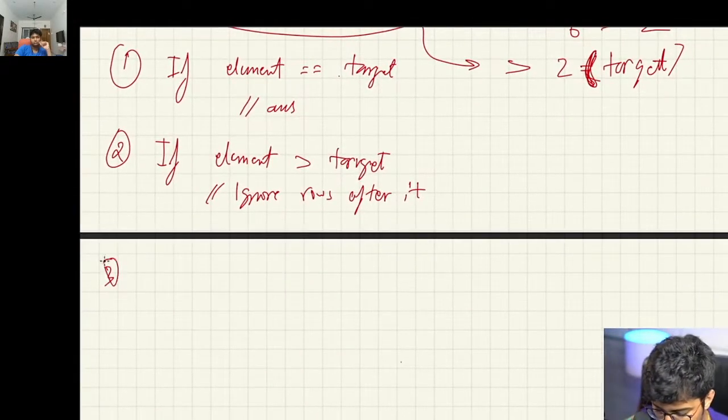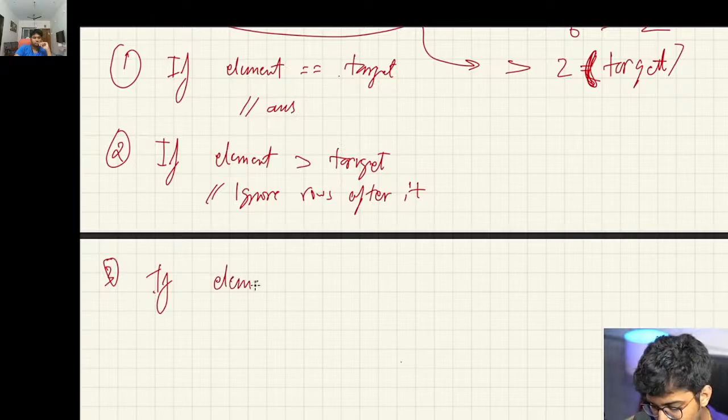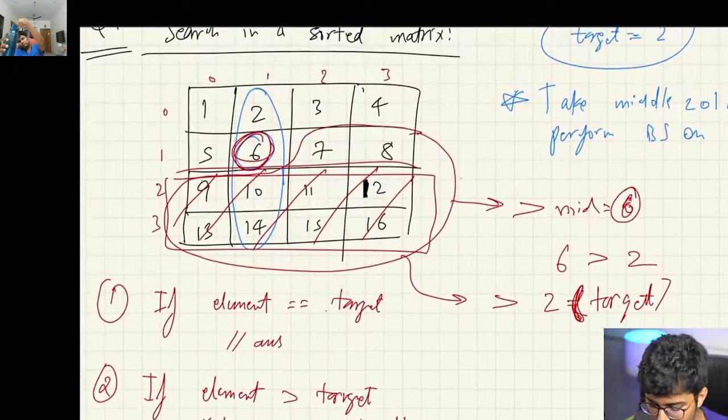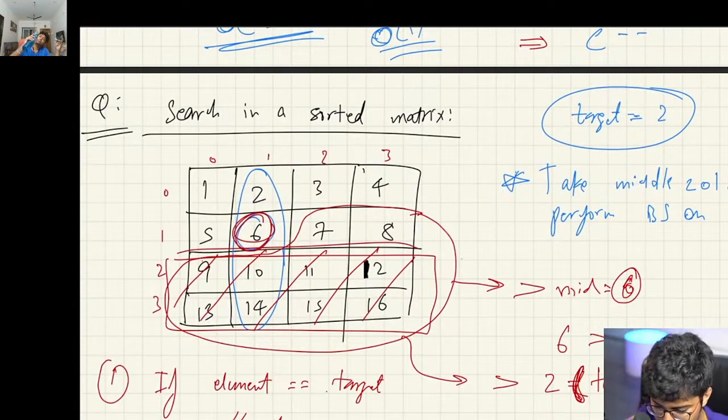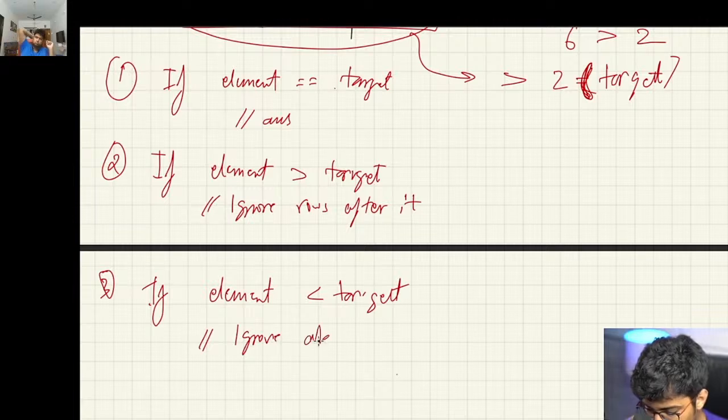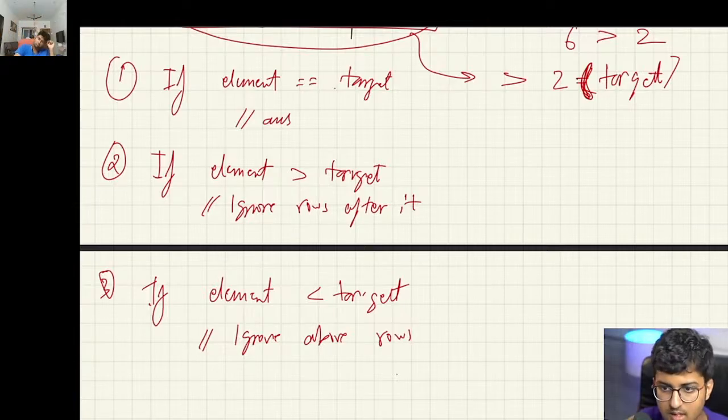And what is the third case going to be? If the element is less than the target, in that case what will happen? All the rows above it will get ignored. So for example, you are trying to search for 10, and you know that 6 is less than 10. It basically means all the rows above 6 will also be less than 10, and so all the above ones will be discarded. Ignore the above rows. This is how we are reducing the search space. So we're trying to skip the rows that we don't want.